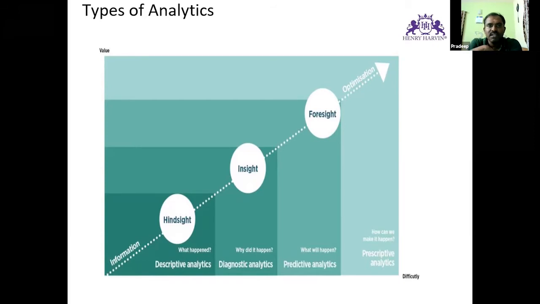You know Google Maps. Suppose you want to go from the airport to your Bannerghatta road. If I'm a layman, if I don't know the routes of Bangalore, initially they may say it is 25 kilometers, this is the route and this much time it will take. So that is basically predictive analytics.